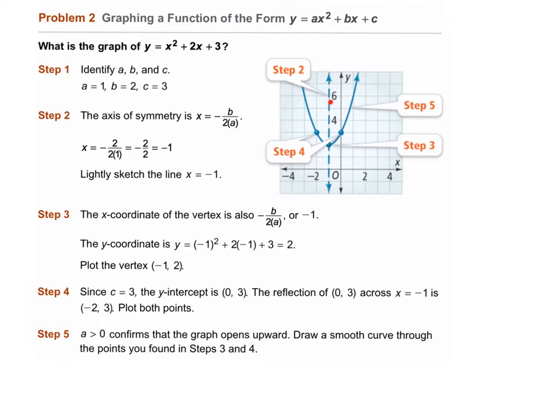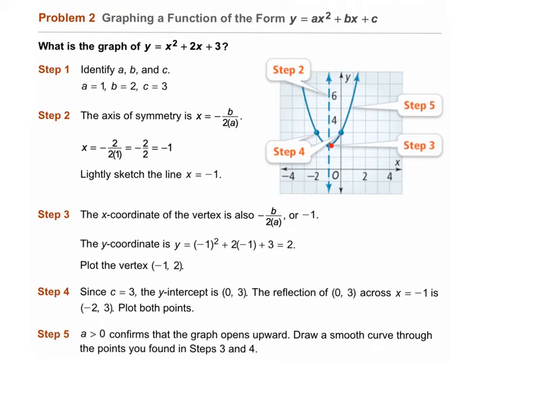Now, our second step is to find the actual vertex. So we're going to take that number, which is negative 1, and plug it into our original equation for x. So we would have (-1)² + 2(-1) + 3. Negative 1 squared is 1. This would be a negative 2. 1 minus 2 is negative 1, plus 3 gives us 2. So we plugged in negative 1 and we got 2. That means that point is our vertex.